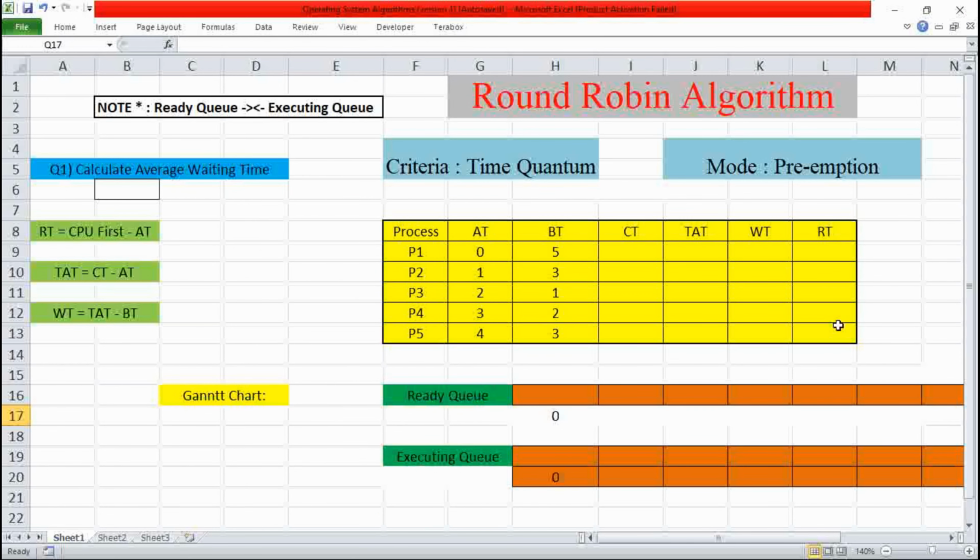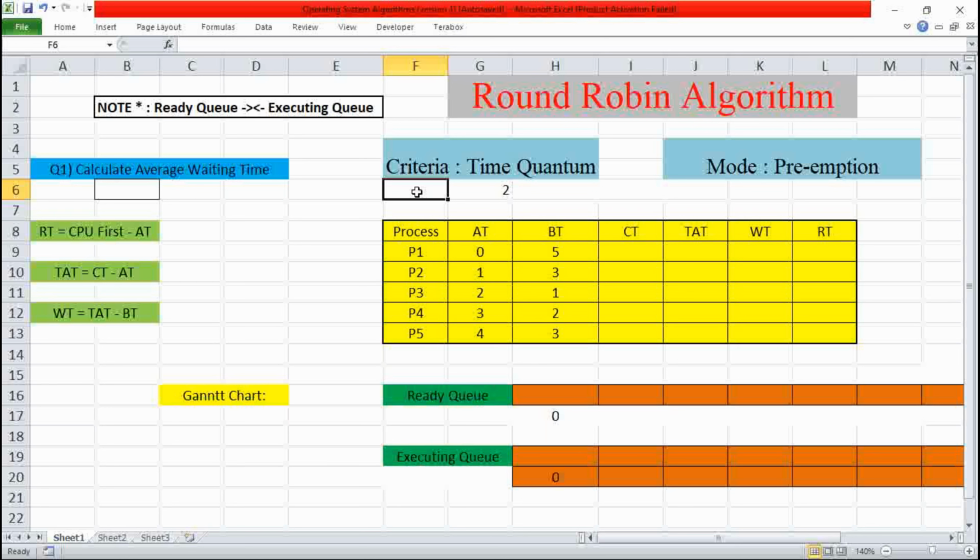As you can see, in round robin algorithm the criterion followed is time quantum, and the mode is preemption, which is quite different from the previous algorithms, FCFS and SJF. In preemption there is an interruption while the process is being executed. In round robin algorithm, make sure that the time quantum is always 2.